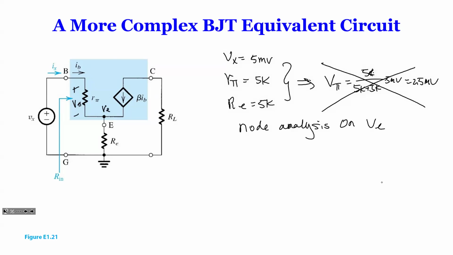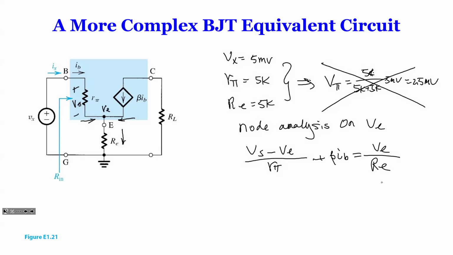At VE, we can say 2 currents coming in and 1 current coming out. The current coming in is Vs minus VE over R pi, that's the current coming in from R pi, plus the current coming in, beta times IB, equals the current coming out, VE over RE.